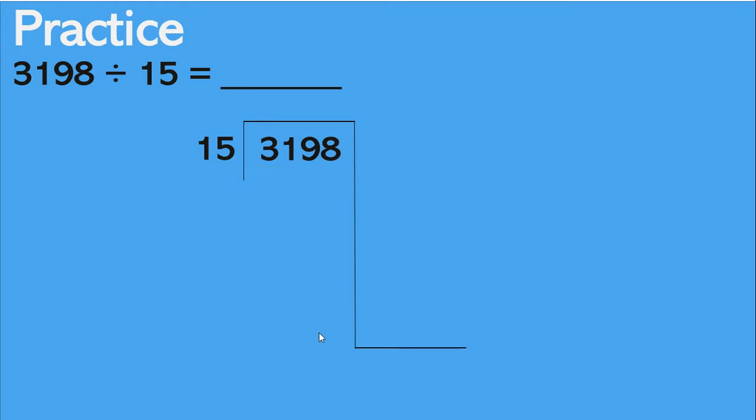So we're going to be looking at hundreds. In our total number, we have 31 hundreds. We can distribute 31 hundreds blocks between 15 groups. So let's start by listing our multiples of 15 to see how close we can get to 31 without going over. 15 times 1 is 15.